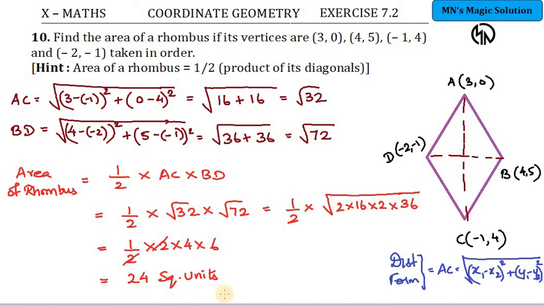With this exercise gets over and all these questions relevant to section formula we have discussed till now.